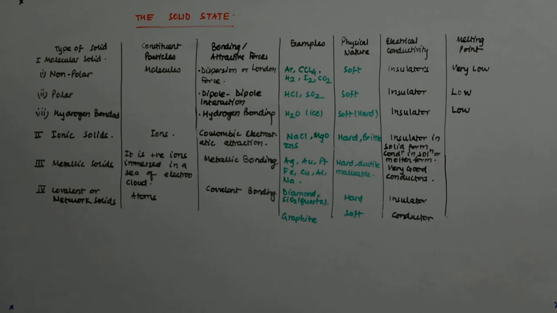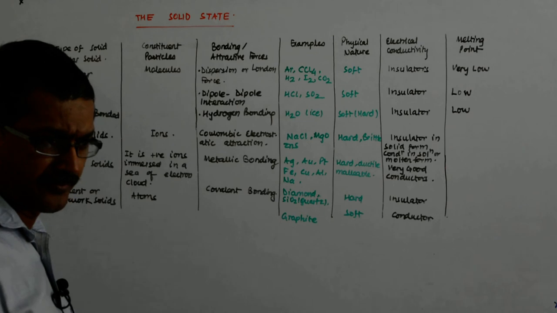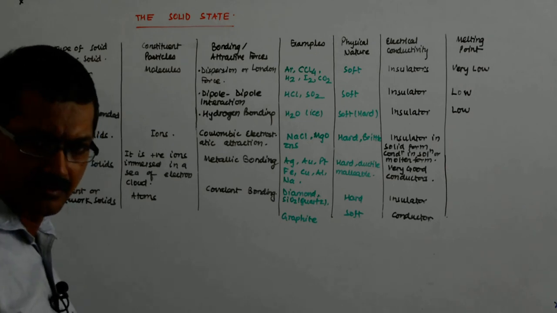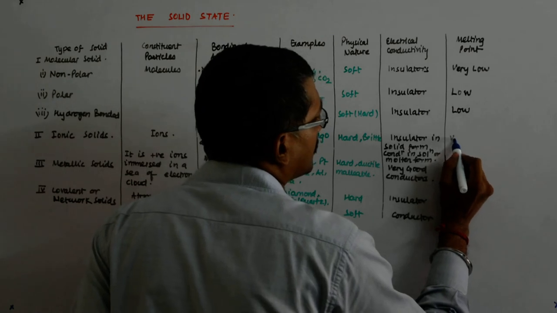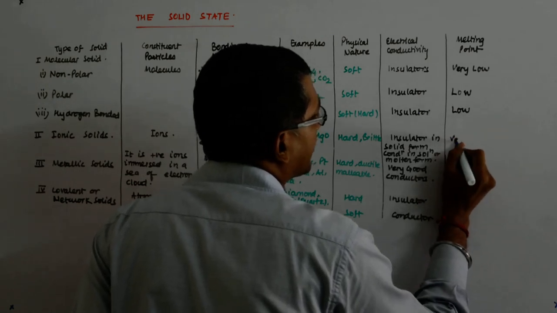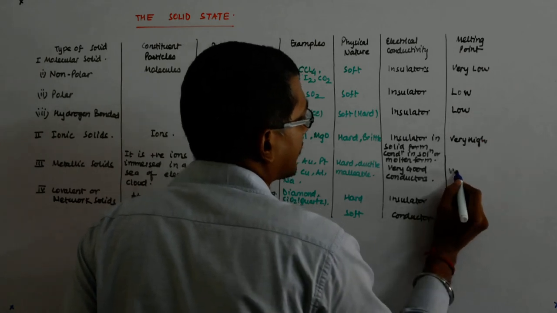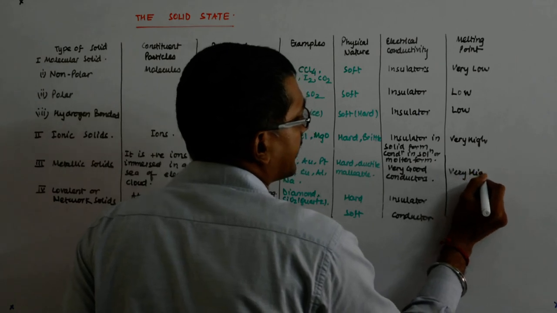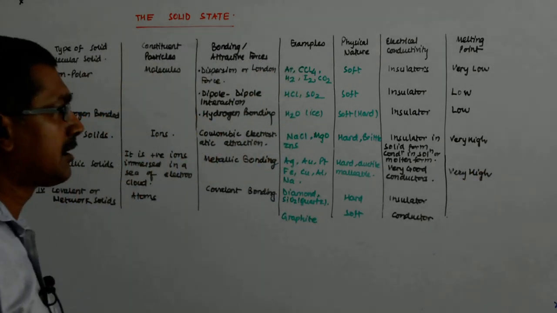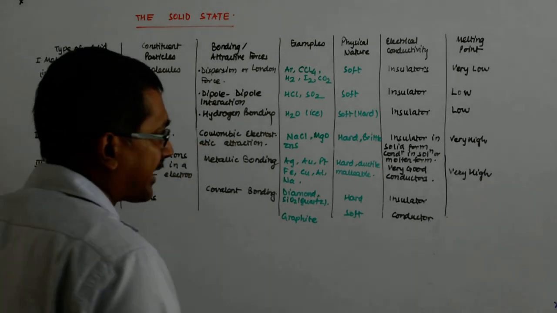Okay. So how about ionic solids? Melting point? Very high. You have to overcome the Coulombic attraction. Very high. This is also very, very high. This is very high. No, but this is not as high as this. This is very high. Okay? But this is higher. So they have gone by high.